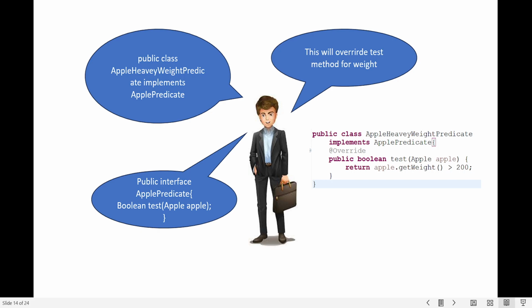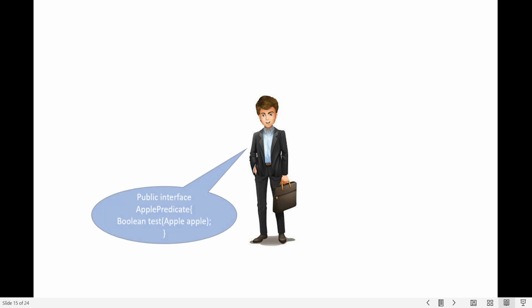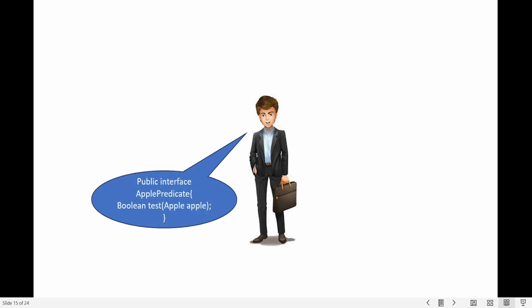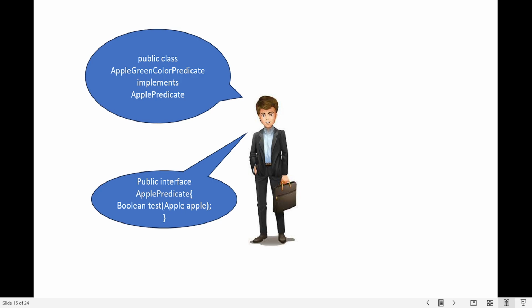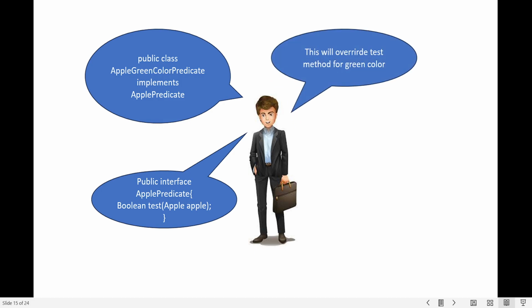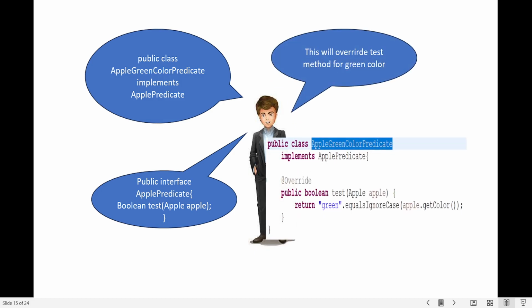So let's see how we can do it. If you see, there is one class AppleHeavyWeightPredicate. It implements the predicate, and it is overriding the test method in a way that it is just checking the weight. If that weight is greater than 200, it will return true, and we will add that to our result list. Now he goes on to further explain his solution, which is that for filtering based on colors, he has created AppleGreenColorPredicate that again implements Apple Predicate, and this will override the test method for green color. So if you see here, we are checking green color.